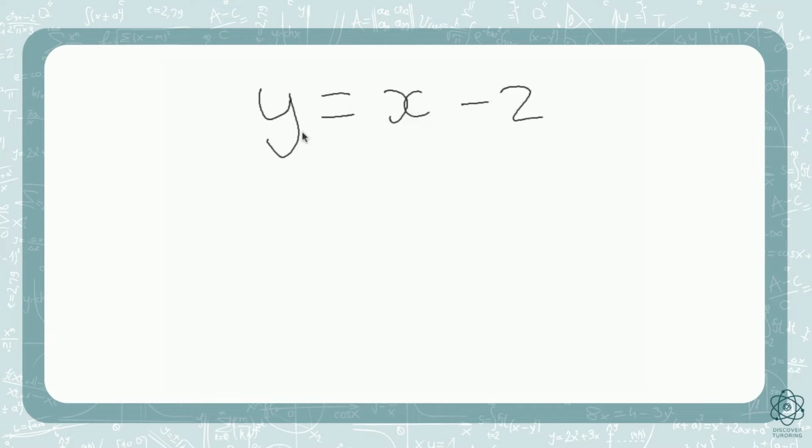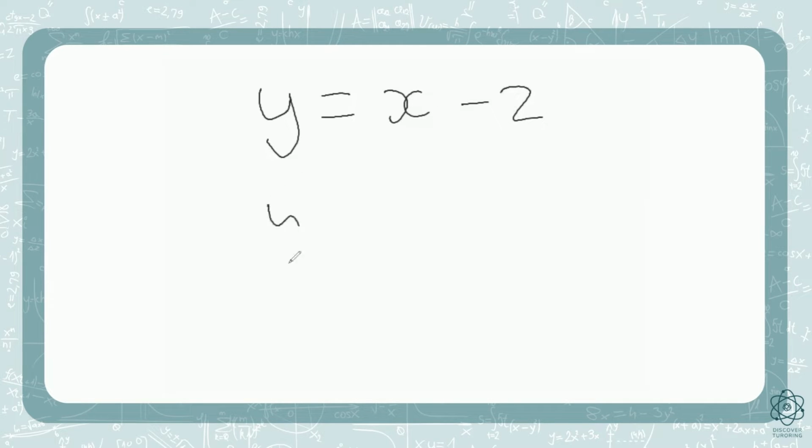Today we're going to look at how to rearrange formulas, and we're going to start off with a nice simple one. So we have here y equals x minus 2, and what we need to do is the same thing to both sides. So in order to get rid of the minus 2 and leave the x on its own, we need to add 2 to both sides.